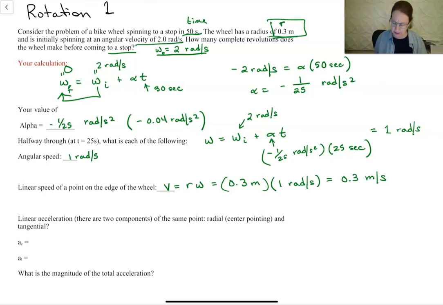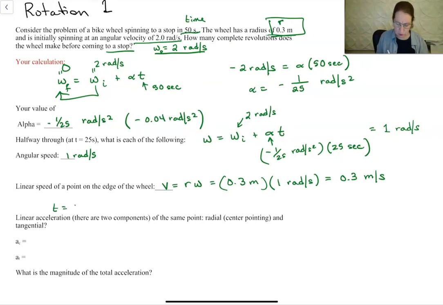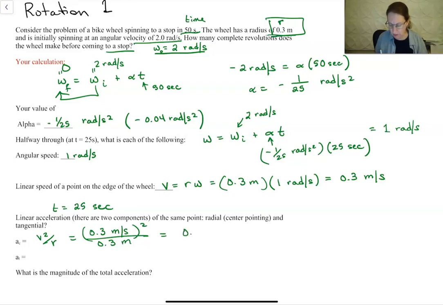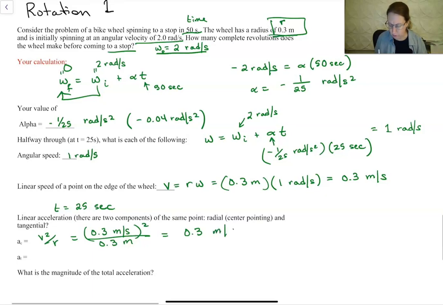Okay, for linear acceleration, we have 2 things. You can measure it at any point. I'm going to do it at t equals 25 seconds because I have all the values from up there. So the centripetal acceleration is v squared over r. That's going to be 0.3 meters per second squared over 0.3 meters, which is going to be 0.3. That gives me meters squared per second squared divided by a meter, so meters per second squared. That's the value we expect.